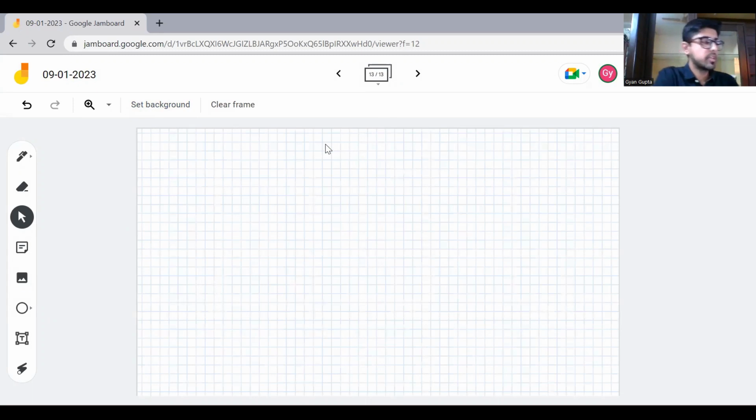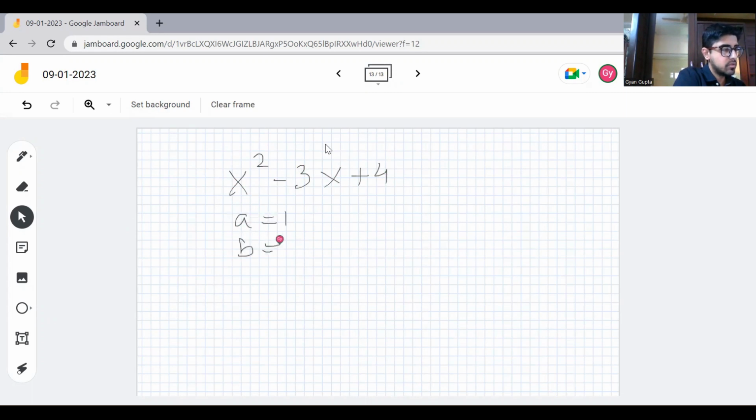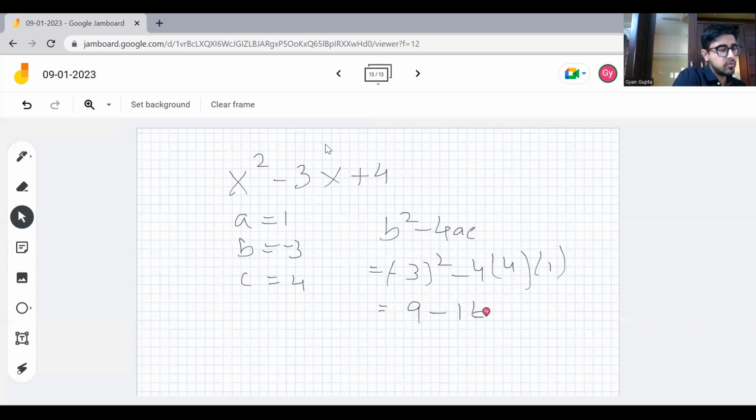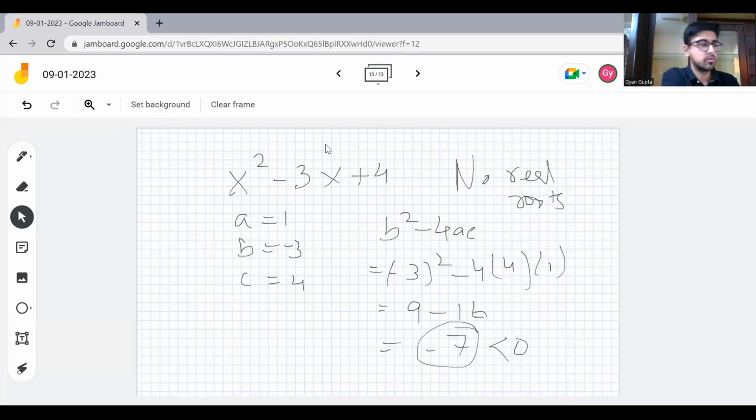So the quadratic equation that we will now look at is x square minus 3x plus 4. All right. Here a is 1, b is minus 3, and c is 4. b square minus 4ac is minus 3 the whole square minus 4 into 4 into 1, which is equal to 9 minus 16, which is equal to minus 7. As we can see, this is less than 0, right? So, no real roots exist for this equation.